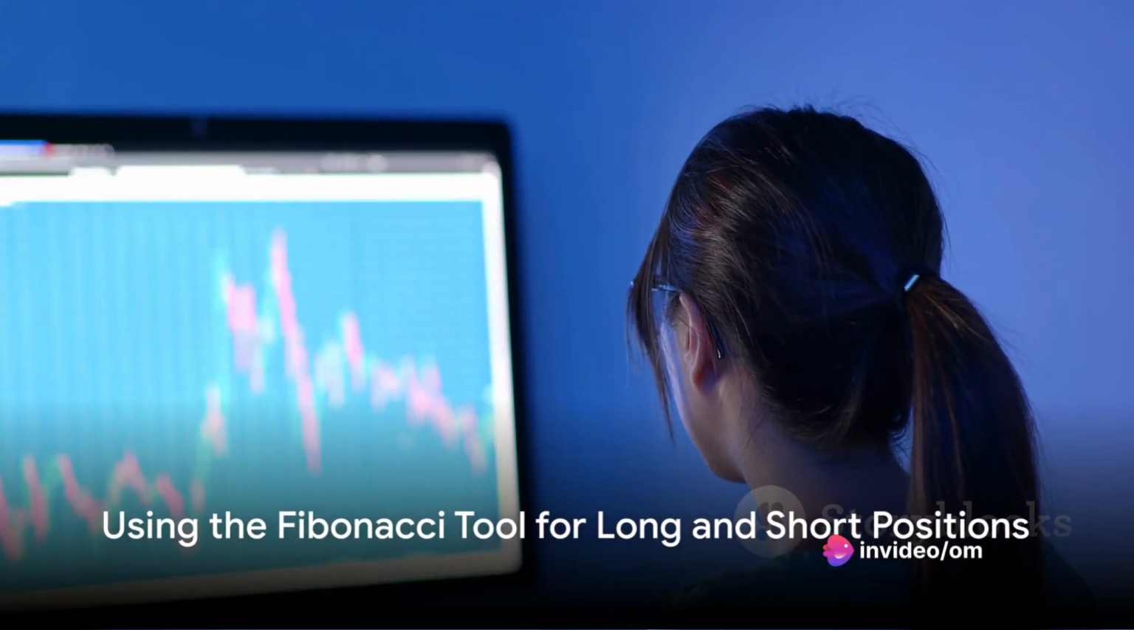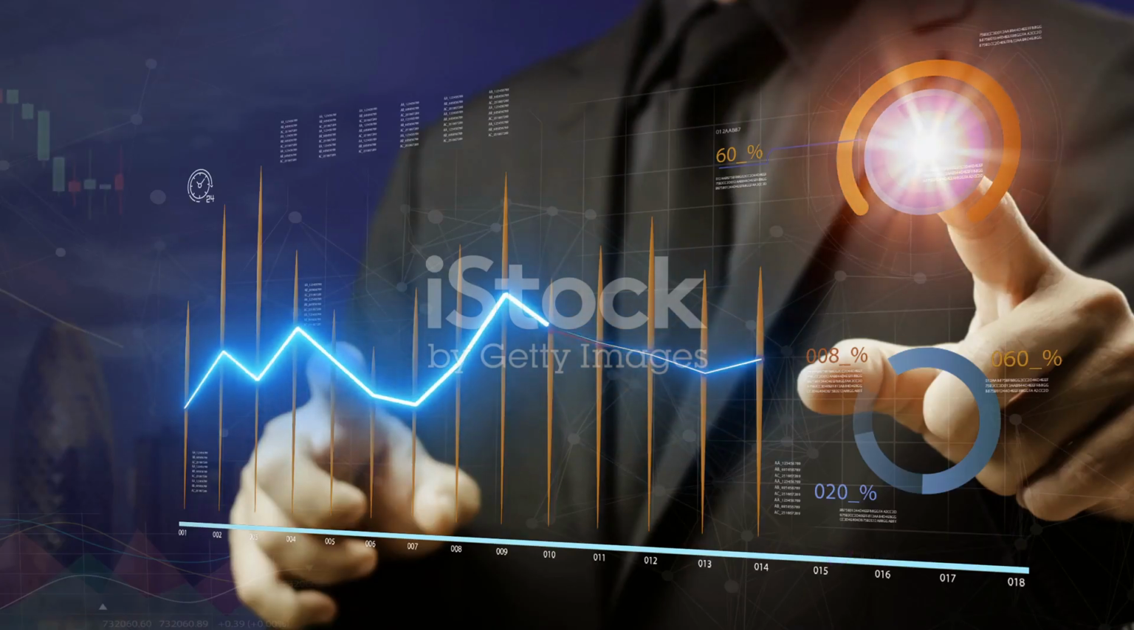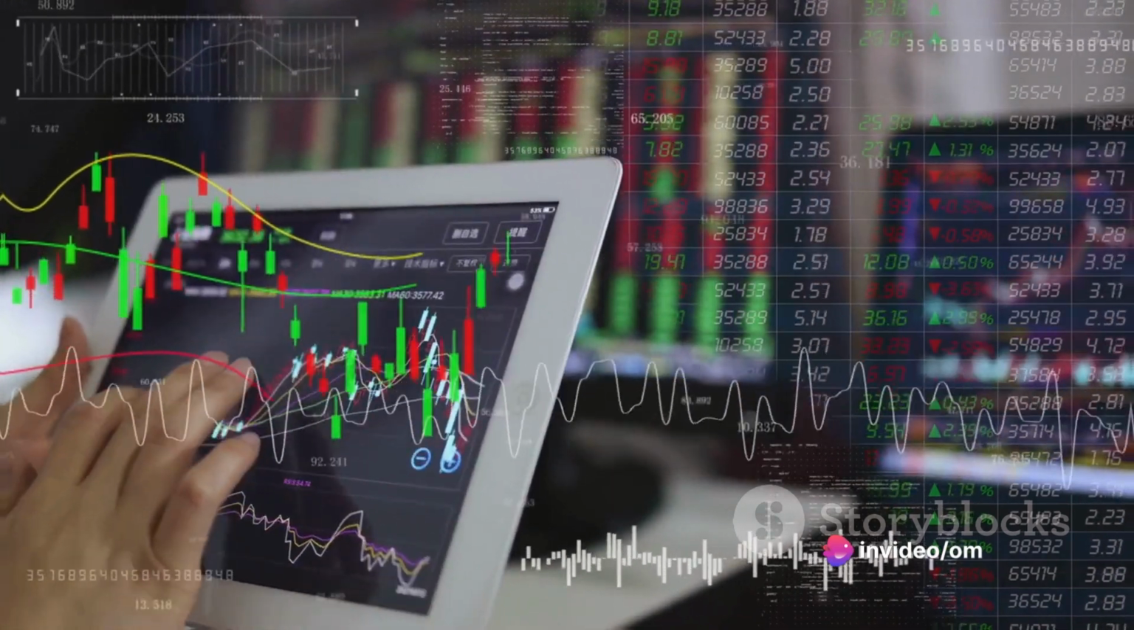Using the Fibonacci tool for long and short positions works in a similar way. For a long position, look for a retracement to a Fibonacci level in an uptrend before taking a position. For a short position, look for a retracement to a Fibonacci level in a downtrend.